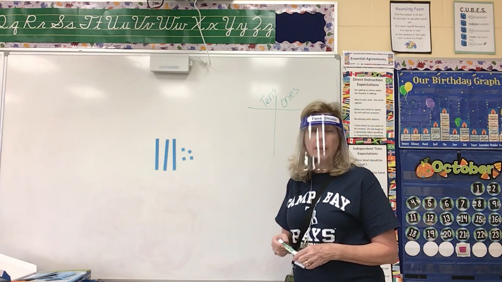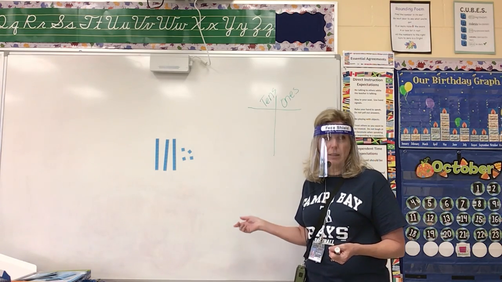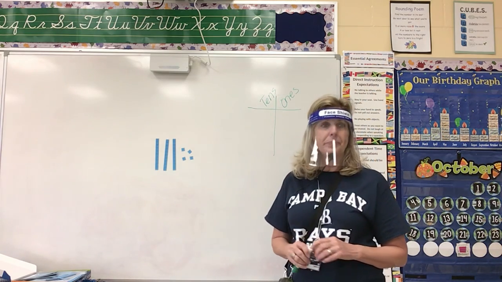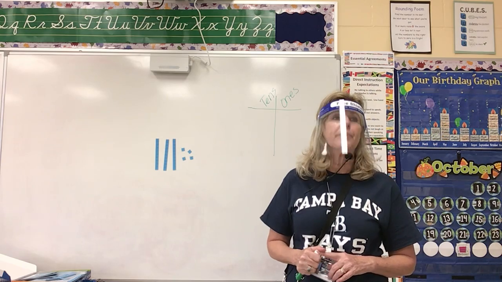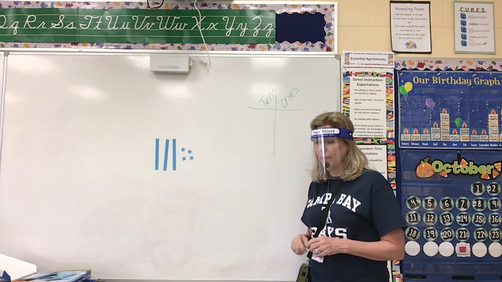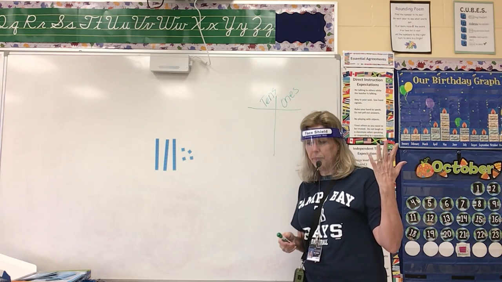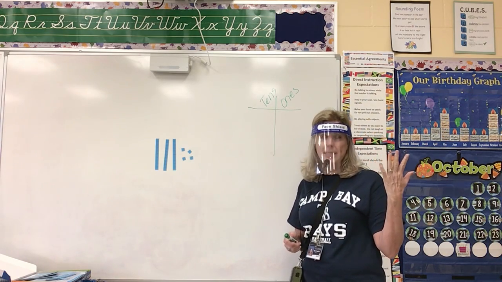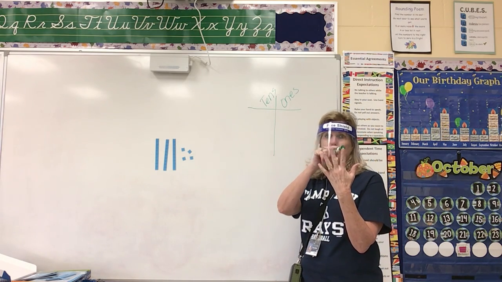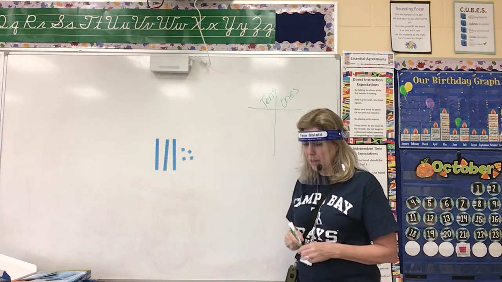Connor? 50. Why is that 50? Connor, go ahead. Because you can count by tens. 10, 20, 30, 40, 50. There's five boxes and 10 in each box. Good job, Connor.